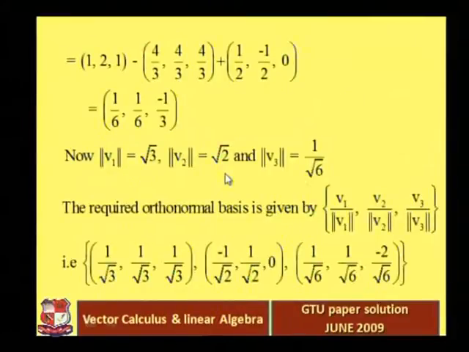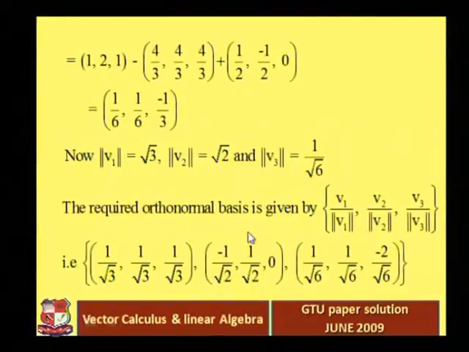And norm V3: now V3 is equal to (1/6, 1/6, -1/3). So norm V3 is equal to under root of 1 by 36 plus 1 by 36 plus 1 by 9, that is equal to 1 upon under root 6, okay.